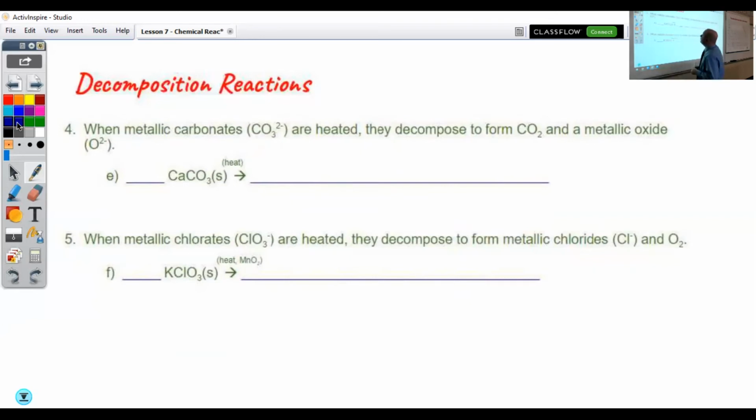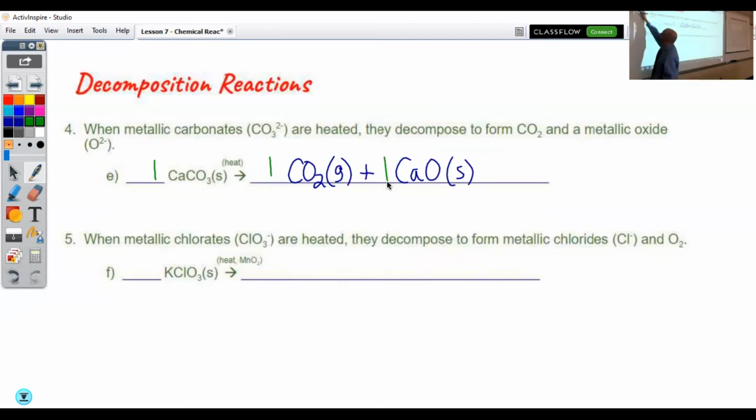So the next one says that when we have a metal carbonate, like the very first demonstration that I showed you with cupric carbonate, that's going to break down to form carbon dioxide and a metallic oxide. So once again, we're going to pull carbon dioxide out of here. So we'll have carbon dioxide gas, and what's left over is calcium oxide, and that calcium oxide is going to be our solid. Now we're going to balance this equation. So we'll have a 1, a 1, and a 1 here.